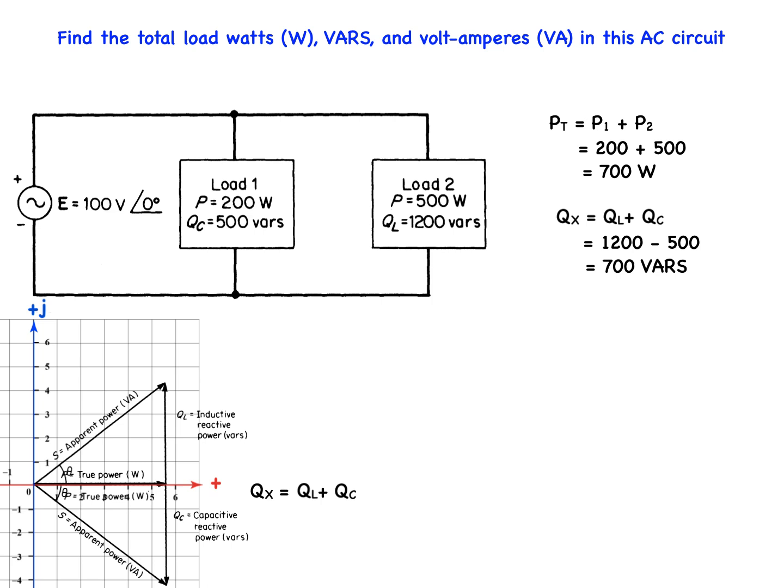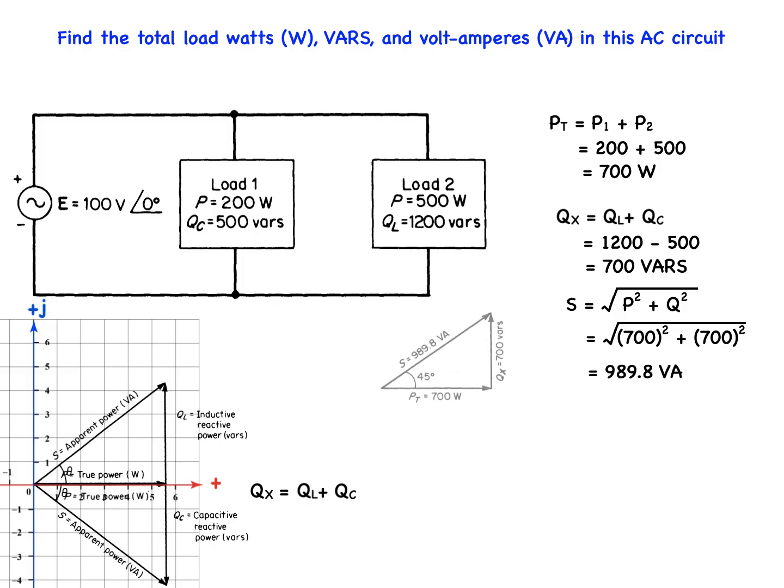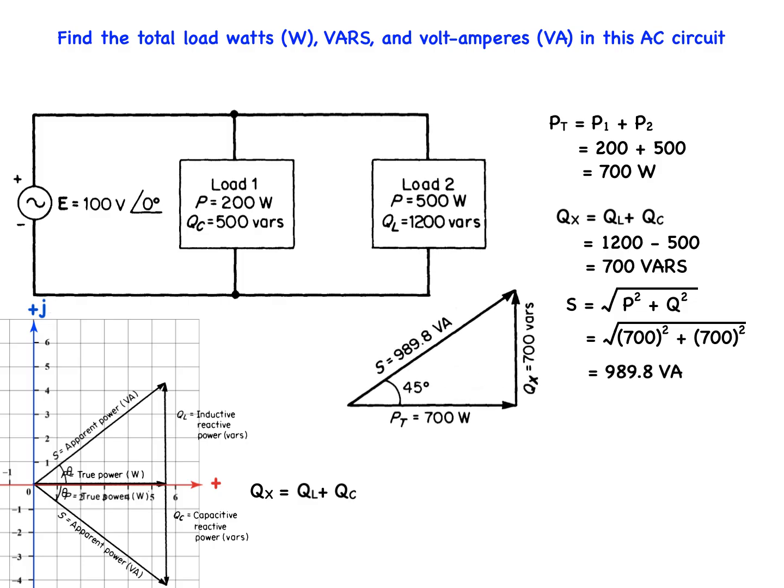Solving for the total volt amperes, S, we get the square root of the sum of P squared plus Q squared, which is the square root of 700 squared plus 700 squared, which is 989.8 volt amperes. I have drawn the actual power triangle here.